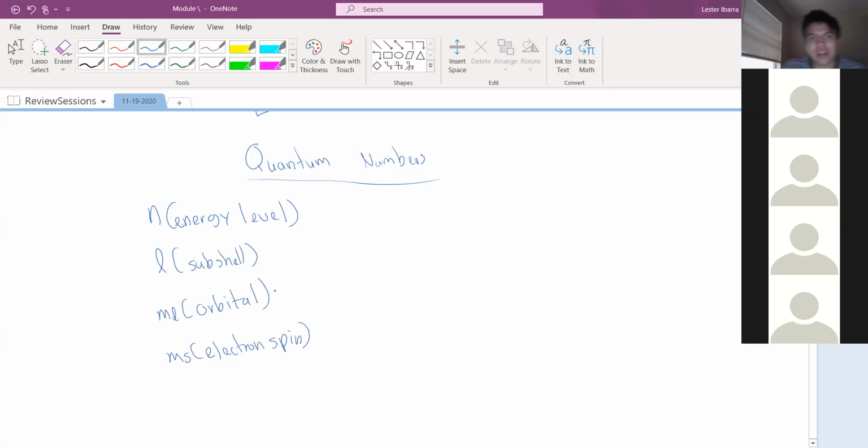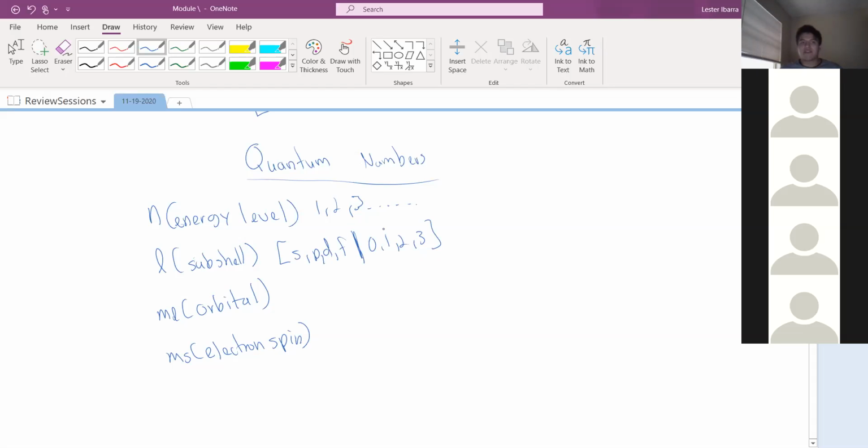So, we already know the energy level. It starts at 1, and then 2, and then 3, and so on. Then we have L, the subshell. What subshells do we have? S, P, D, and F, which respectively are going to be 0, 1, 2, 3 for the values. Okay?